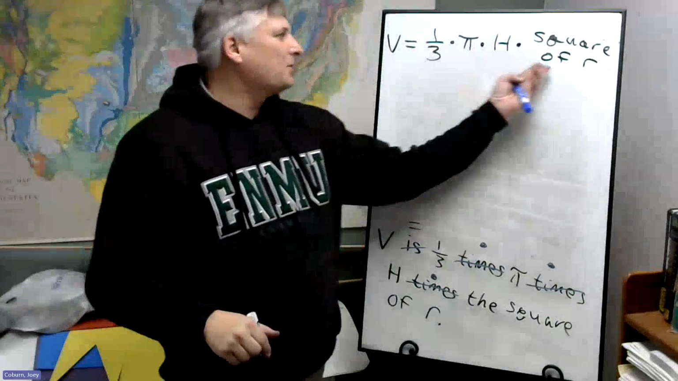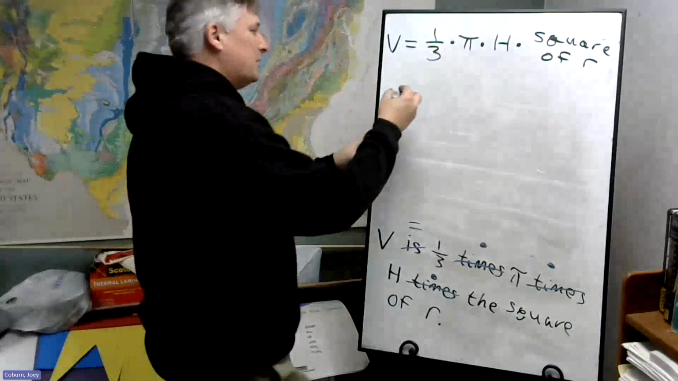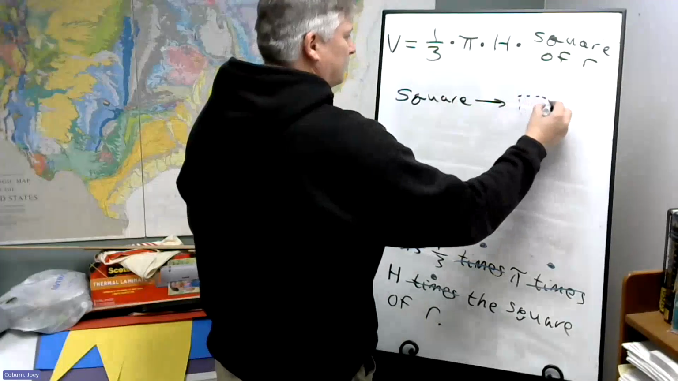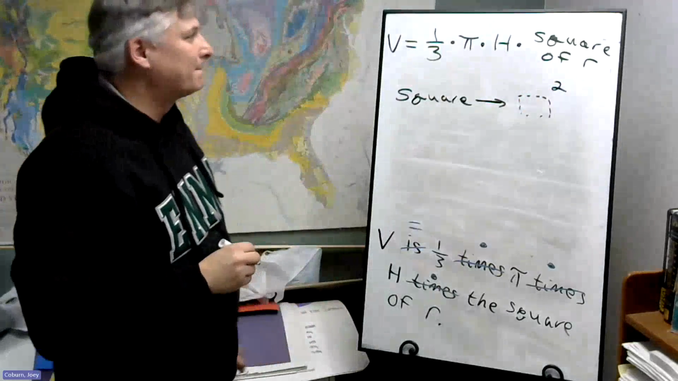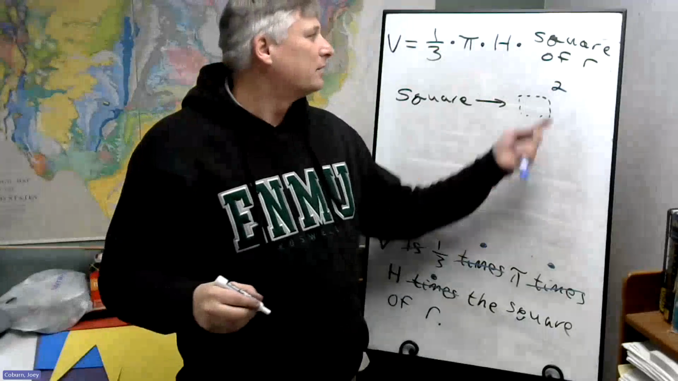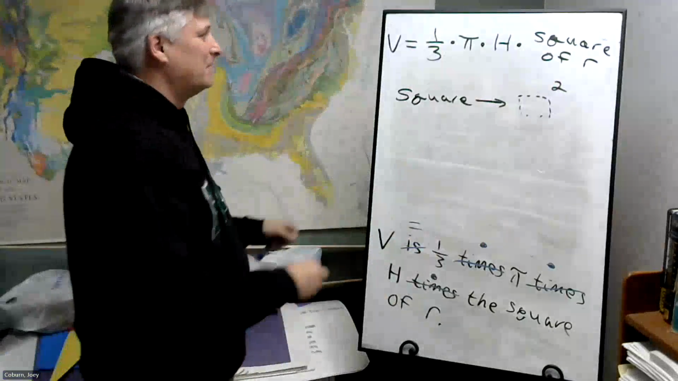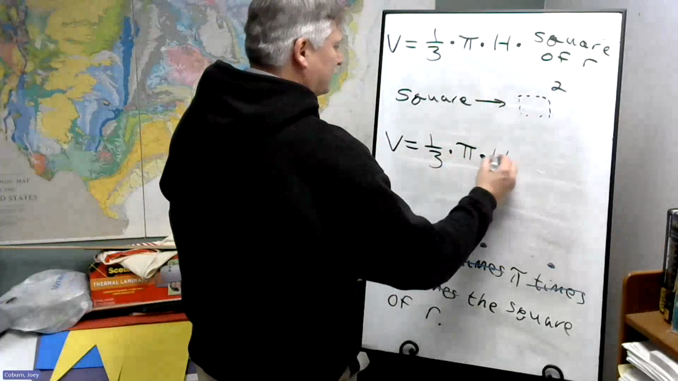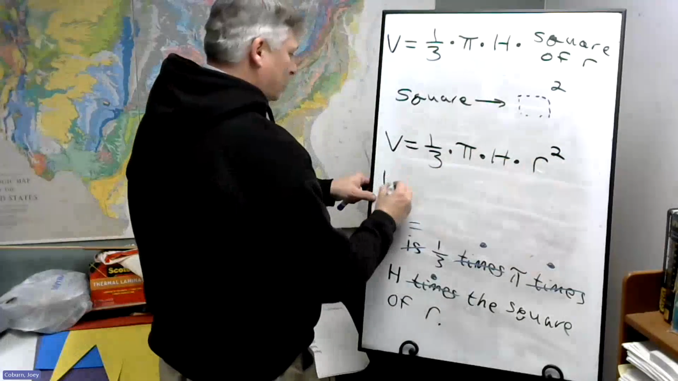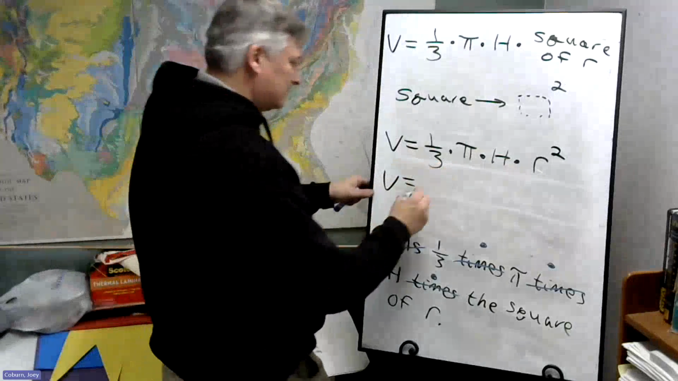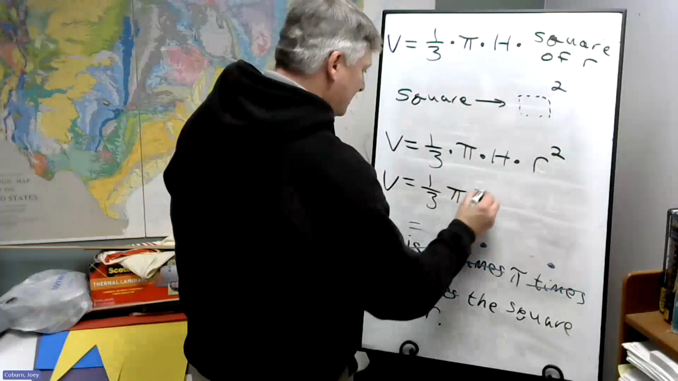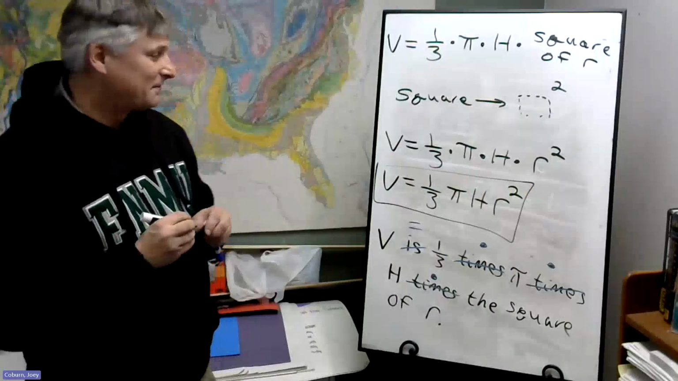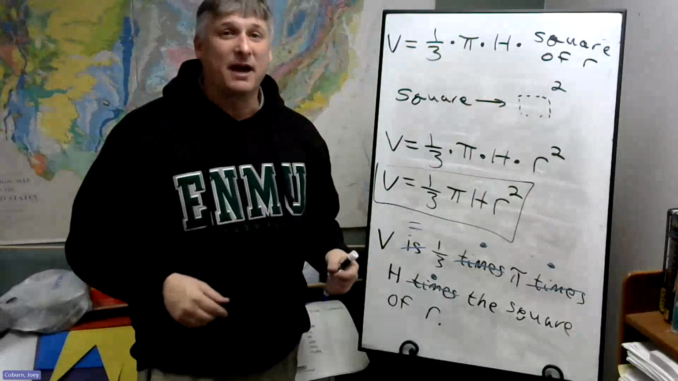So now let's translate this. If we recall, square means there's something we're putting that little 2 on. So what are we squaring? We're squaring r. So that means V is 1/3 times pi times h times r squared. Or if we make the multiplications invisible, 1/3 pi h r squared. And that's it. So any questions about that, let me know.